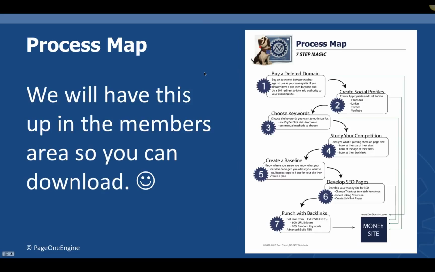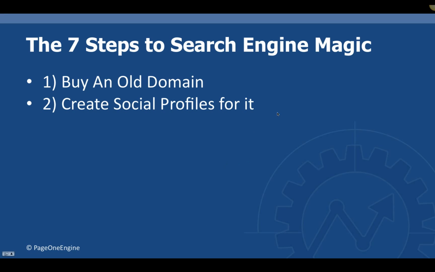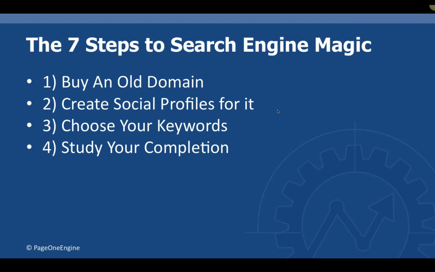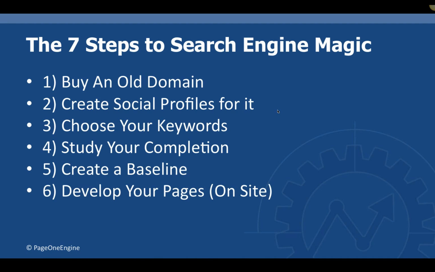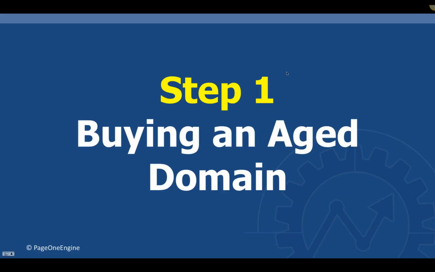So here is the first process map, and this is going to be something that's in the members area, and this is also something that you can download in the handouts. And basically what it goes over is the 7 steps. Buy an old domain, create social profiles for it, and then choose your keywords, study your competition, create a baseline, develop your pages, so that's on-site SEO, and then get links, and that's your off-site SEO. And that is what that process map is all about. And today we are going to go into step 1 and buying an old domain.